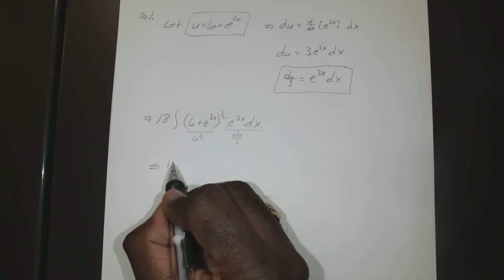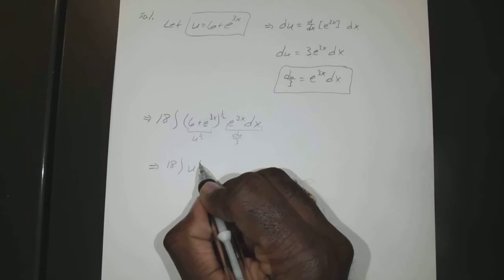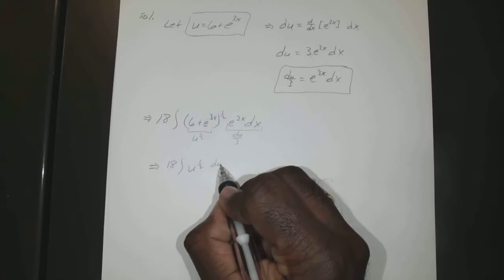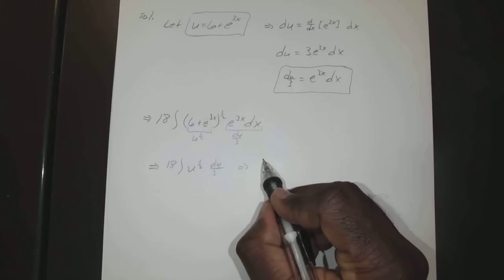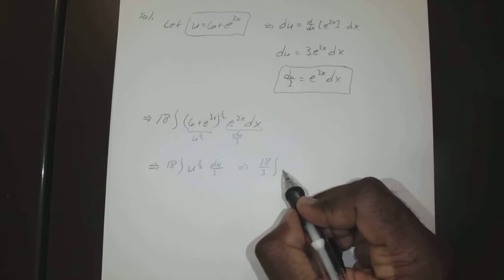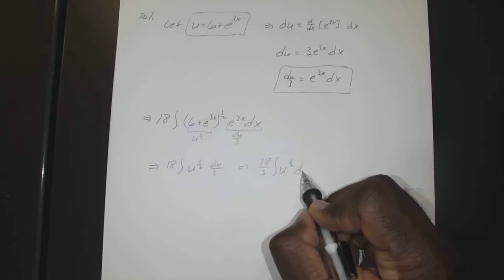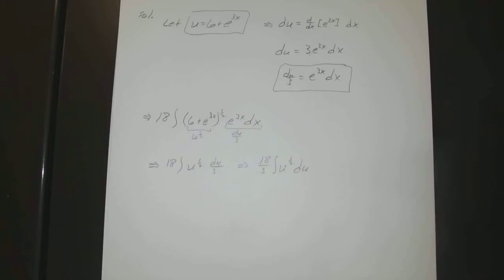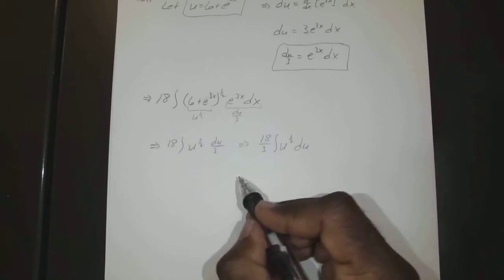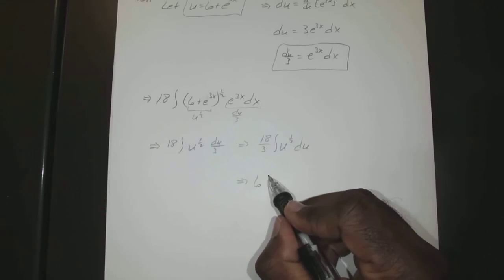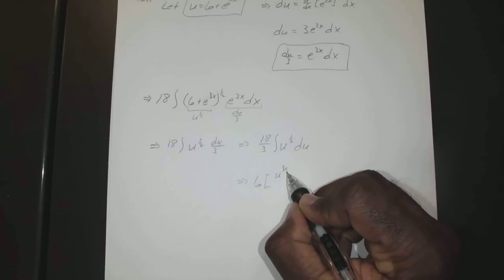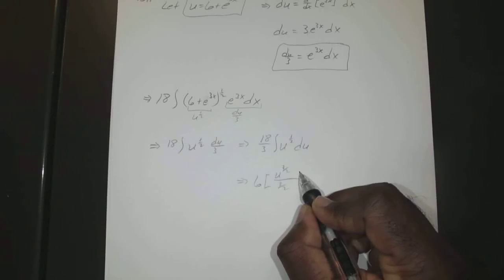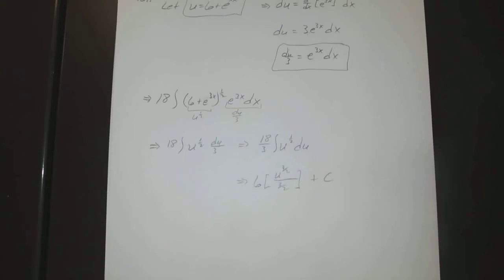Okay, so you have 18 times the integral of u to the 1/2 power times du over 3, where we can bring our 3 right on out. So 18 over 3 times the integral of u to the 1/2 du. Okay, so that gives us 6, and u to the 1/2 becomes u to the 1/2 plus 1, which is 3 over 2, over 3 over 2, plus c, since it's an indefinite integral.